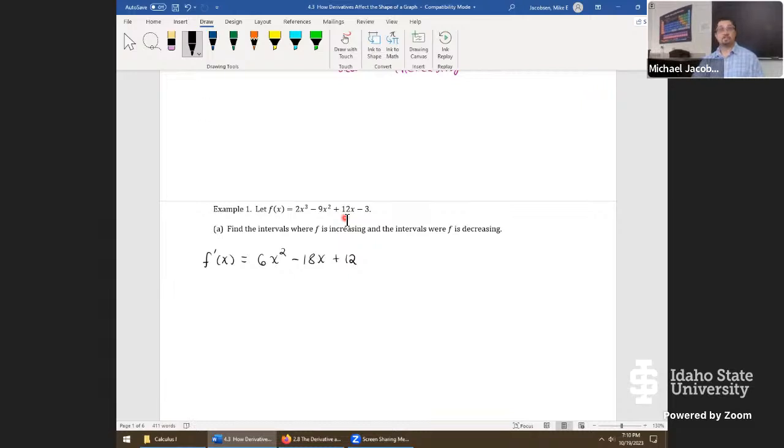We could leave it like that and set it equal to 0 and solve, but even then you would have to simplify this. Might as well do it right here. Well, we like factoring, so a 6 can factor out of everything. That's always a good first step. Factor out a 6, and we're left with x squared minus 3x plus 2. That makes the further factoring much easier after factoring out a 6.